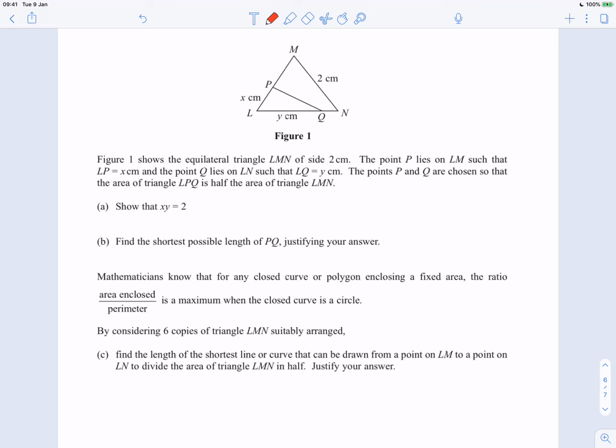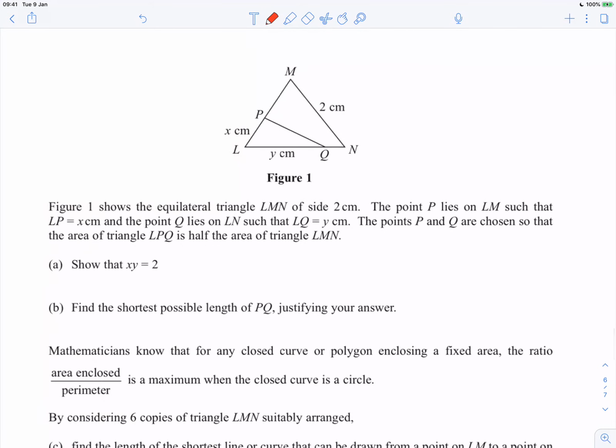Okay, so figure 1 shows an equilateral triangle LMN of side 2 centimetres. The point P lies on LM such that L to P is x, and the point Q lies on LN such that L to Q is y. The points P and Q are chosen so that the area of LPQ is half the area of LMN. Right, so what that's saying is this little triangle here has an area half of the big one. Okay, show that x times y is 2.